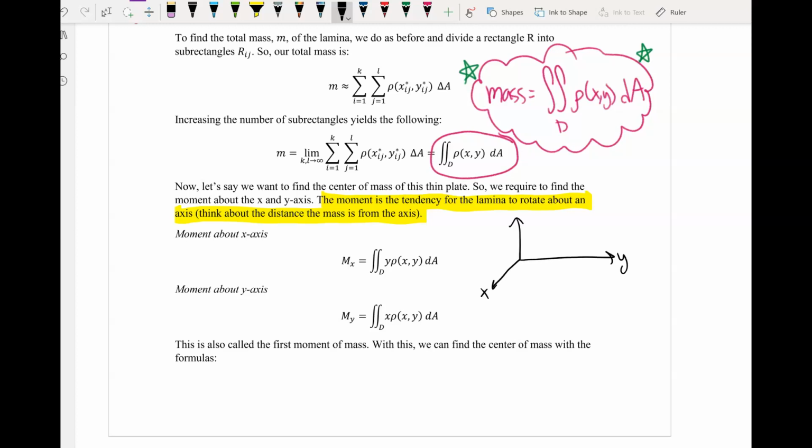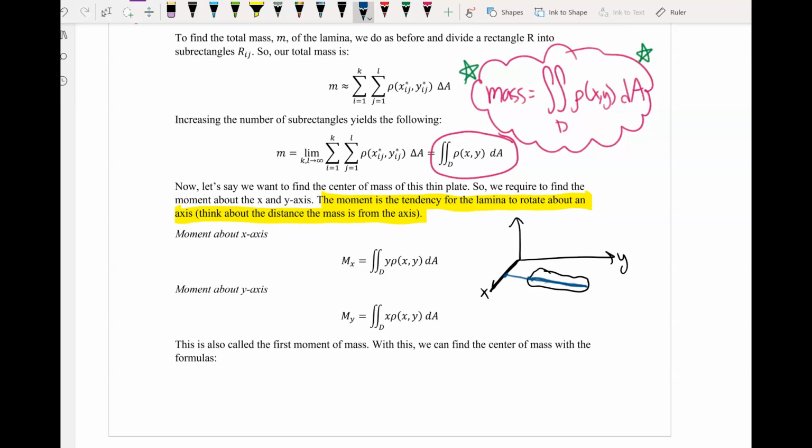Here's x and here's y, and let's say you have a thin plate, something that looks like this. You want to know the tendency that it rotates about the x-axis. So basically what we're doing is taking from the x-axis the distance of every single value here. Just think about the tendency of it rotating.